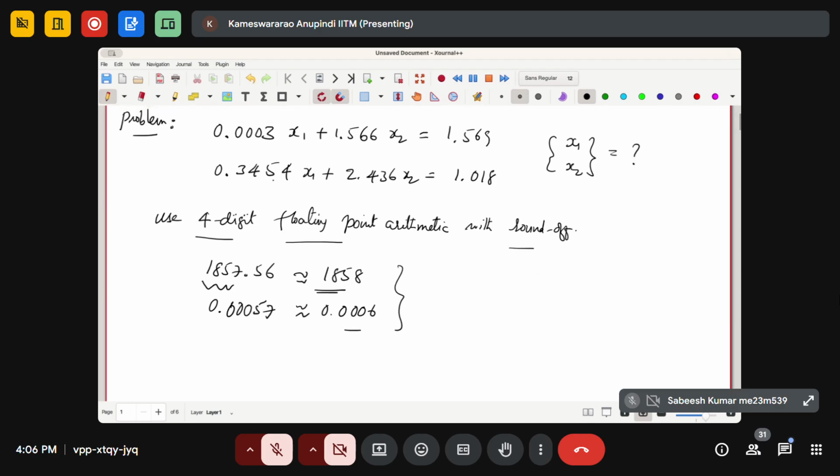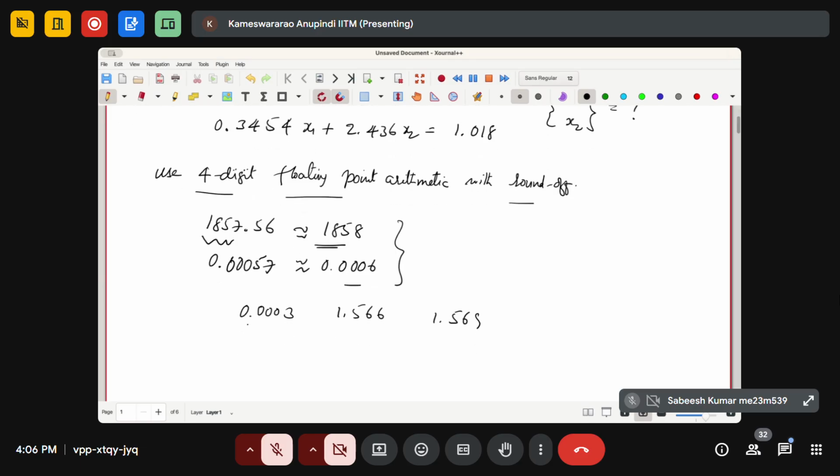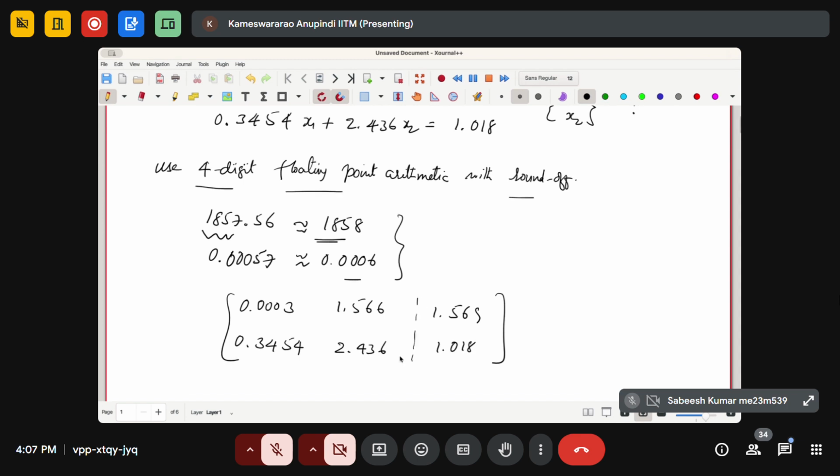and that is what we are asked to use. And then we have to calculate this particular solution from this problem, from the given two equations. So we will proceed as before. We're going to write the augmented matrix, which is 0.0003, 1.566, and then 1.569. And we're going to write 0.3454, 2.436, and then 1.018. Okay, so that is my augmented matrix. So this is my A matrix, and right hand side is B.